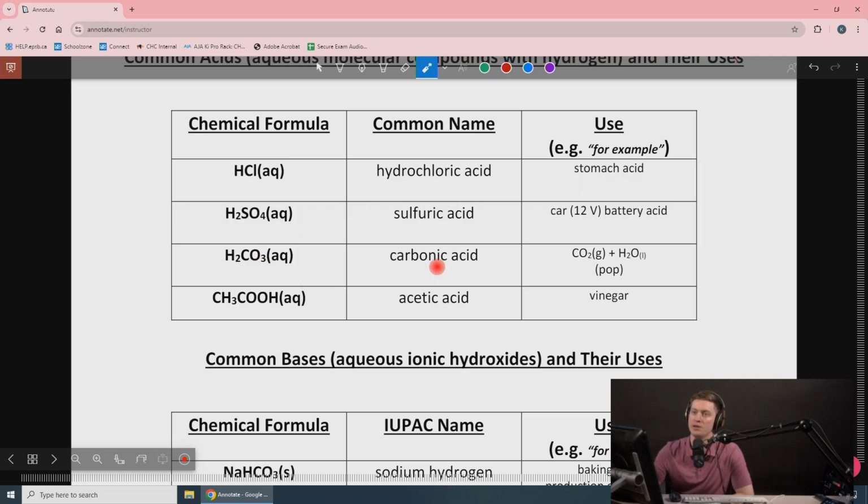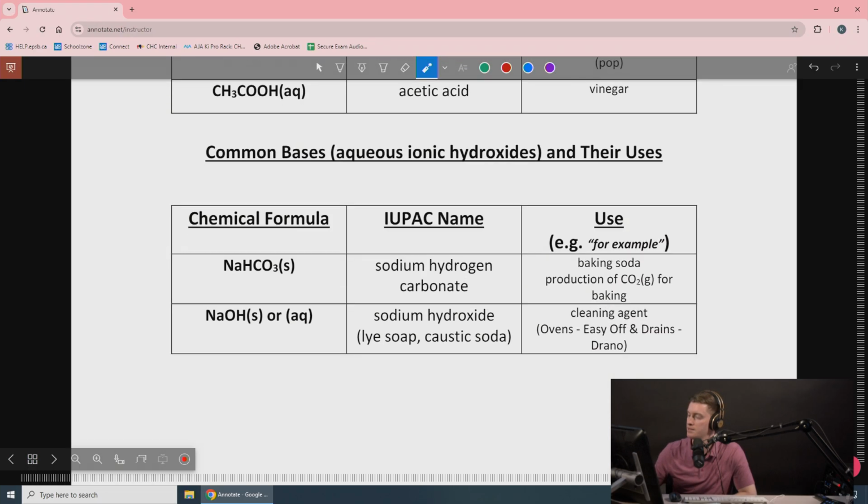H2CO3, this is going to be carbonic acid. Again, this is the carbonate anion. This forms naturally when you dissolve CO2 gas in water. So carbonated water like pop, soda water, bubbly, it will be acidic because of this carbonic acid. This is acetic acid. The reason it's called acetic acid is because this anion here is called the acetate anion. The ate ending turns into ic, and that's vinegar.